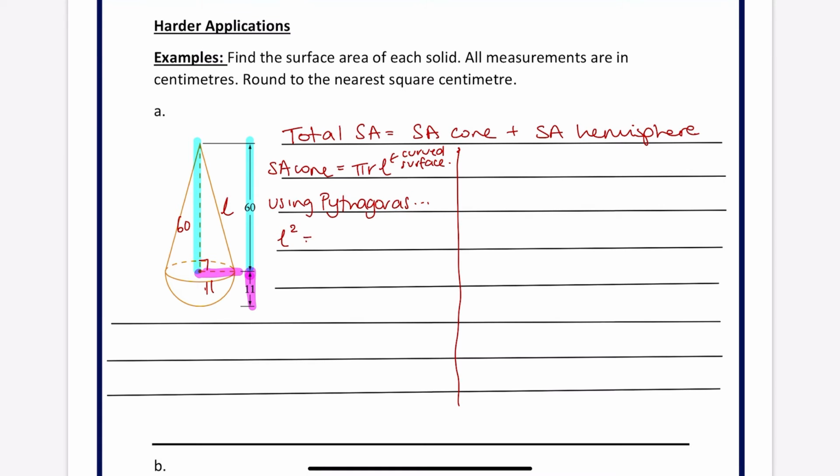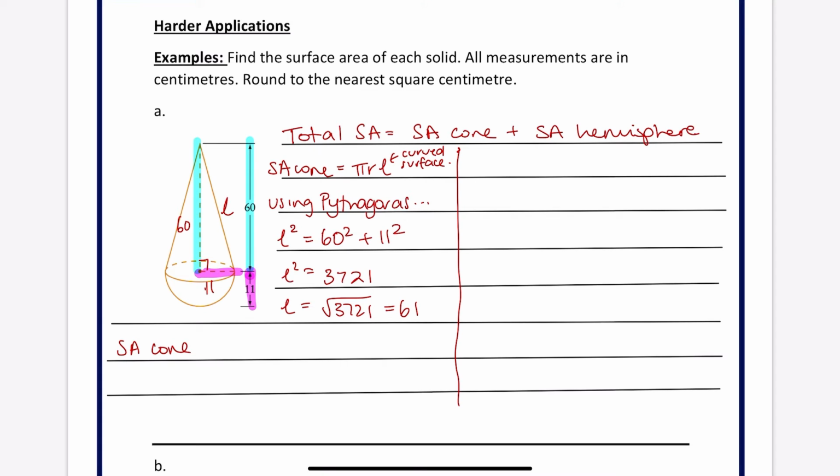So L squared equals, and I'm going to do 60 squared plus 11 squared. Okay, so 60 squared plus 11 squared equals 3,721. Then we're going to square root that. And the square root of that is actually a nice number. It is 61. Okay, so now we have the slant height and we have the radius. Now we can plug it into the surface area formula.